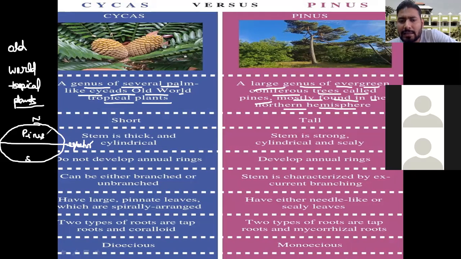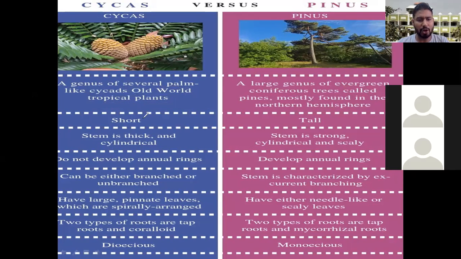Pines or Pinus are generally found in this region. They are conifers, evergreen, and mostly found in this region, the northern hemisphere. Hemisphere means half of the sphere. So pines are generally found in this region. I think your concept is clear. Now, the length of Cycas is not too big, but Pinus is tall. The height of Pinus is very great.